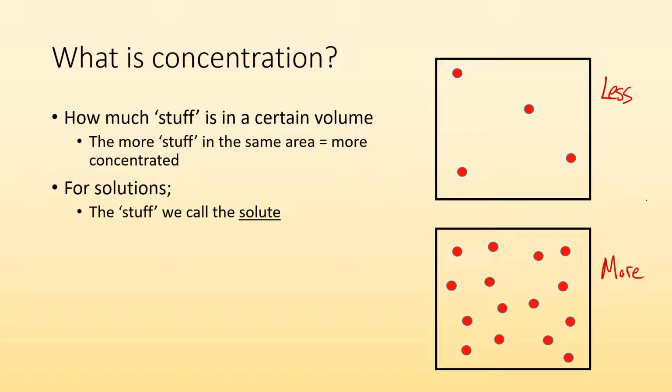So in solutions, the stuff that gets dissolved, we call the solute. So that's a term you should be familiar with. The thing that does the dissolving is called the solvent. So if I'm making lemonade and I got my lemonade mix and some water, the solute would be the mix because that's the stuff getting dissolved, and the solvent would be the water because it's doing the dissolving.